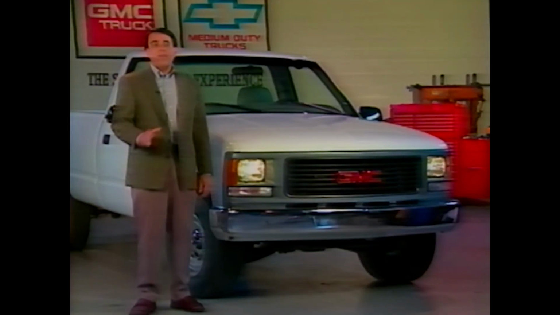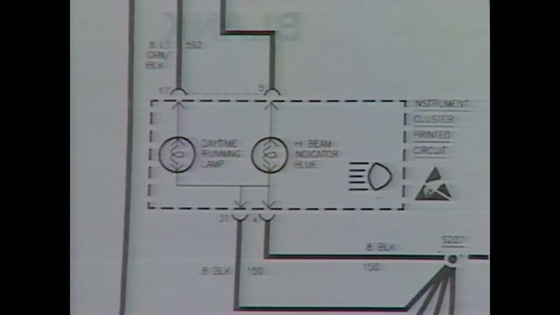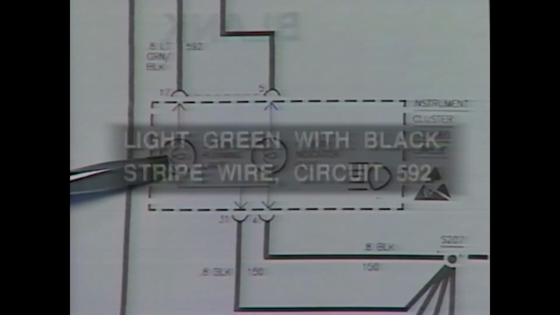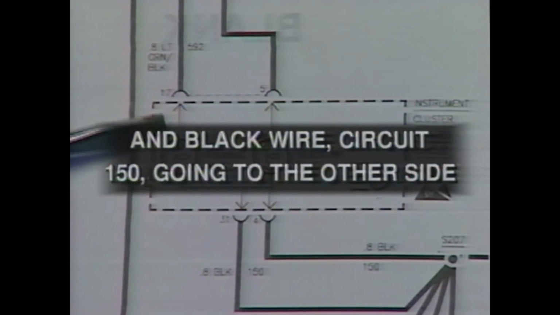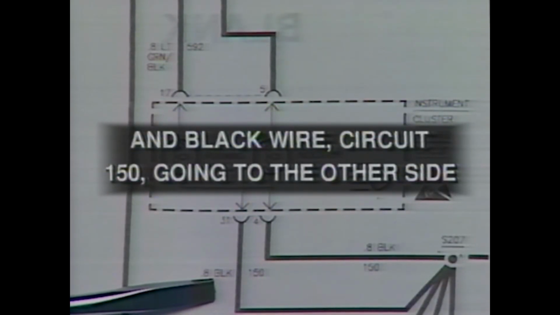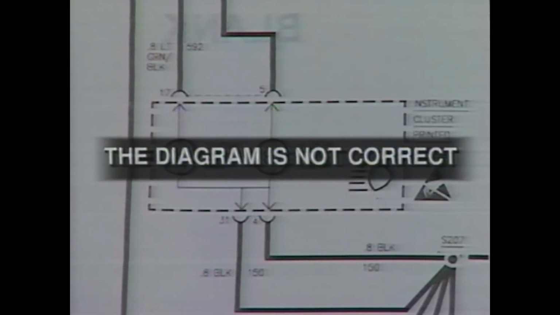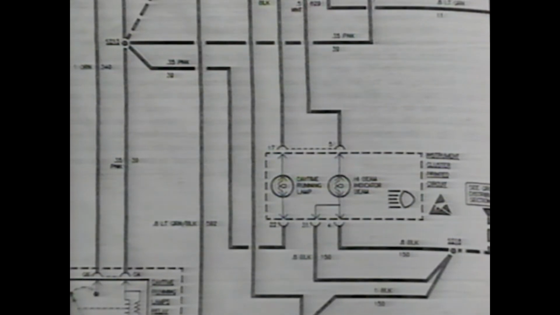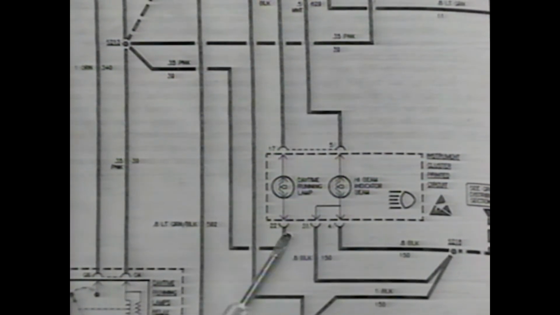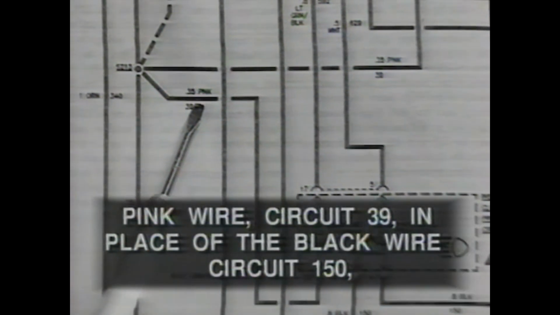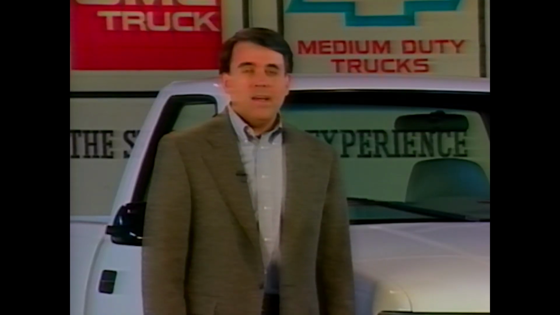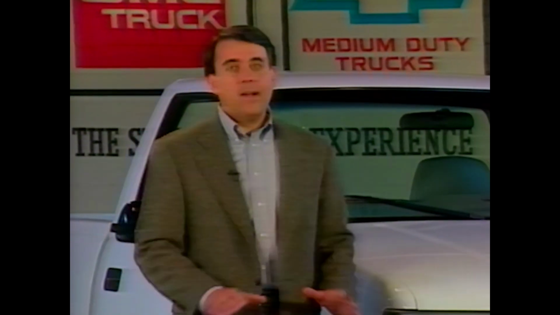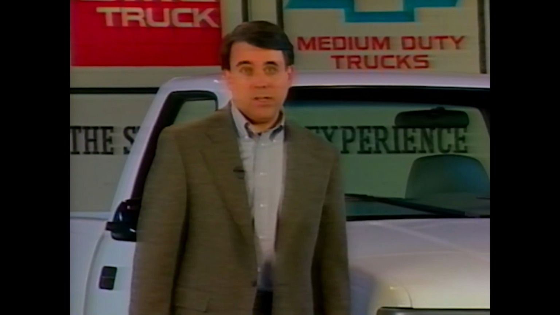How can you tell if you have a good one? Look at the daytime running lights indicator lamp. If there's a light green with black striped wire, circuit 592, running to one side of the lamp, and a black wire, circuit 150, going to the other side, the diagram is not correct. However, if there's a pink wire, circuit 39, in place of the black wire, circuit 150, the diagram is correct. These wire colors and circuit numbers apply to all 1995 GMC truck models.